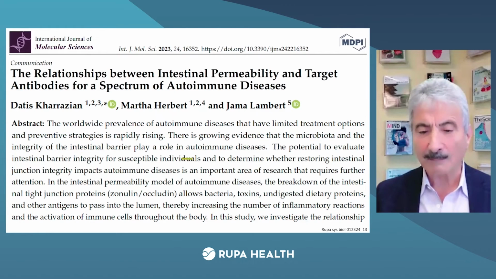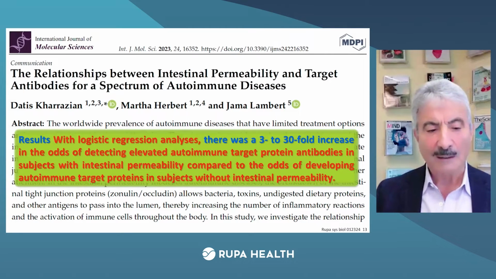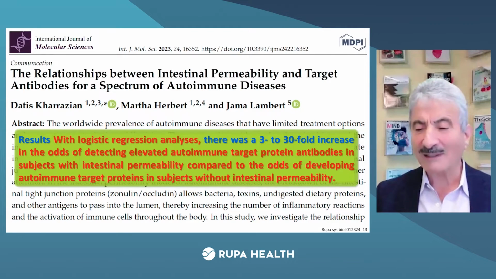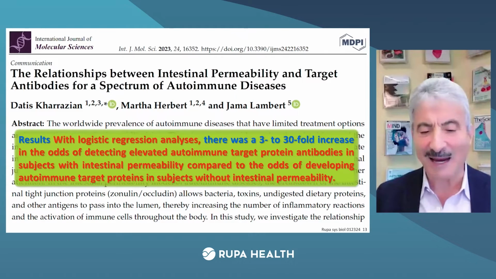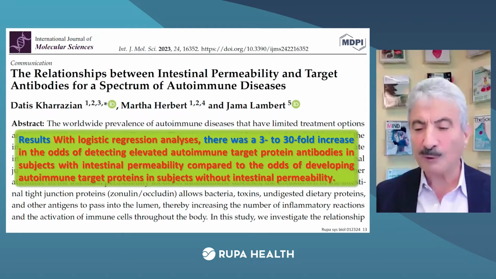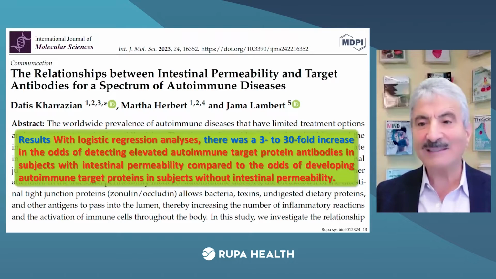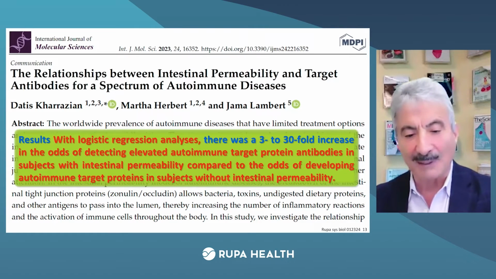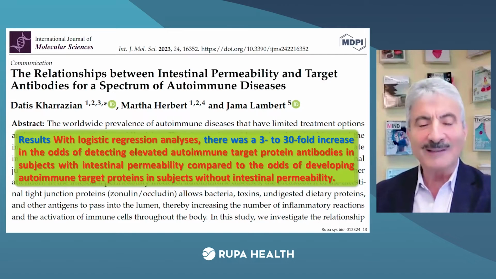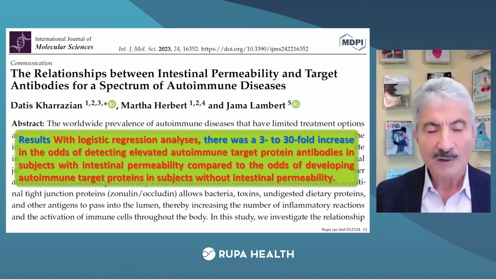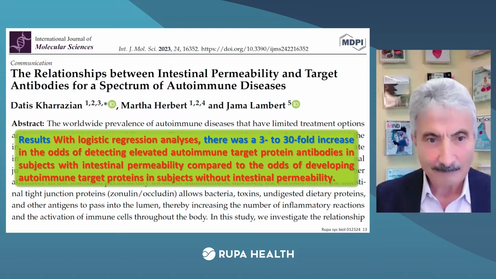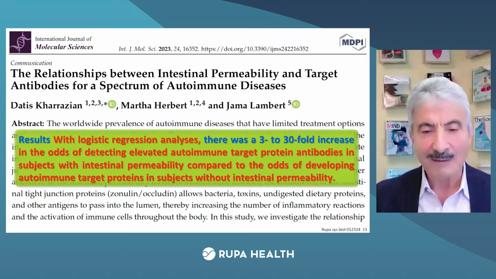And when they did logistic regression analysis, there was a 3 to 30-fold increase in the odds of detecting elevated autoimmune target protein antibodies in subjects with intestinal permeability compared to those who did not have a problem with intestinal permeability. So this shows that when the gate is open, the probability of development of autoimmunity is very high.